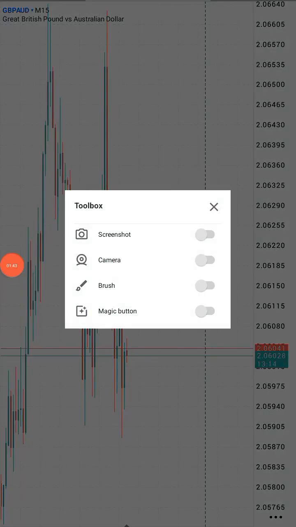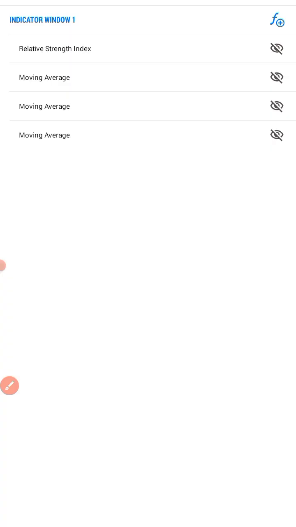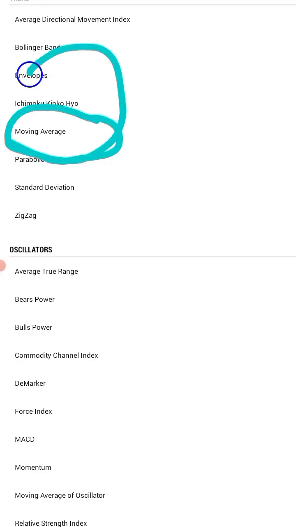Now, you click on the indicator here. Click on the indicator. Click on main chart. You discover that the moving average is a trend indicator. Look at it at this particular place here. Now, moving average is a trend indicator. Now, in this video, I will start using the 50 moving average.